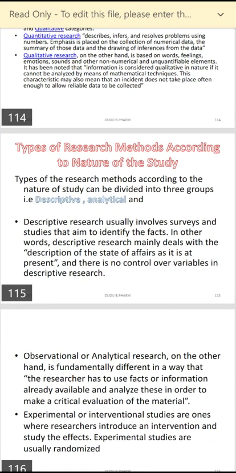Types of research methods according to the nature of the study, because we said other attributes: nature of the study and purpose of the study. So let's see types of research methods according to the nature of the study. As we said, generally we may categorize them into two main types, qualitative and quantitative. And the types of research methods according to the nature of the study can be divided into 3 groups.